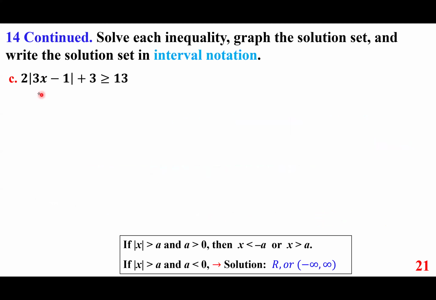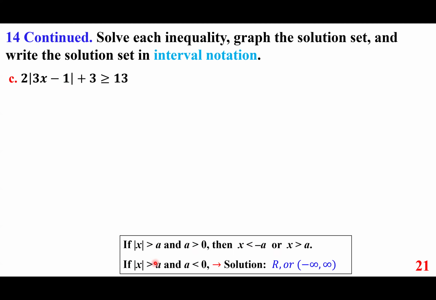All right, what about this one? 2 times the absolute value of 3x minus 1, plus 3, greater than or equal to 13. We are going to solve this by isolation first and foremost. However, let's remind everybody how this type of inequality works. If the absolute value of x is larger than a, and a is positive, then x is less than minus a or x is larger than a. This or statement is the union of events.